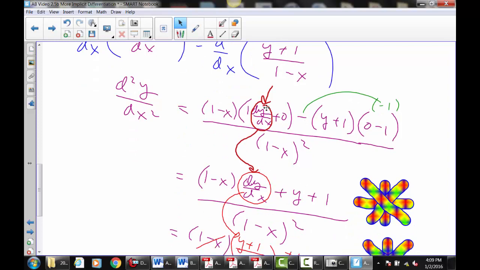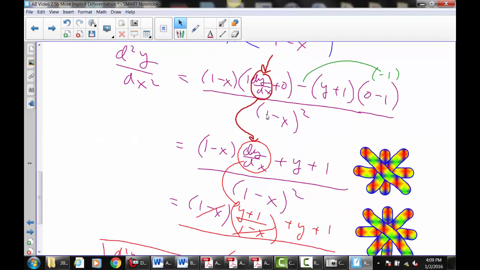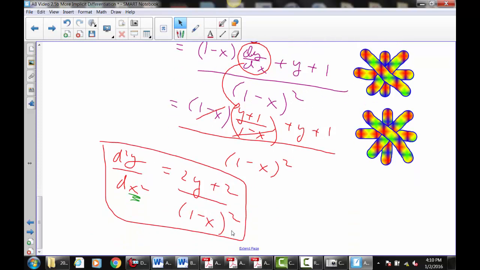At this point, you then take that dy dx and replace it by what dy dx is equal to. And that's the tricky part. So I'm going to replace dy dx by 1 plus y over 1 minus x. The 1 minus x's will cancel. I simplify, and there's your final answer.